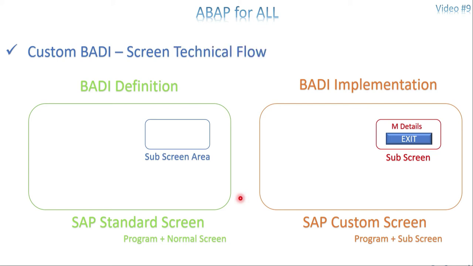The next step would be the technical flow: how this is going to be mapped over here. That is very important, because independently we have created a Z program, subscreen, and design of the subscreen, and this needs to be added in your standard subscreen area. That is the next step.